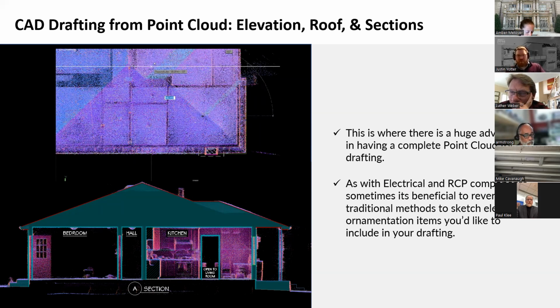Once you do, you'll see that this is where there is a huge advantage in having a complete point cloud for drafting. Provided that you are able to access the roof in scanning, you will have a complete picture of not only the roof behavior, but also every height you'll need to properly draft your roof, exterior elevations, and any section you might need. As with electrical and reflected ceiling plan components, sometimes it's beneficial to revert back to the traditional methods to sketch elevation ornamentation items you'd like to include in your drafting.